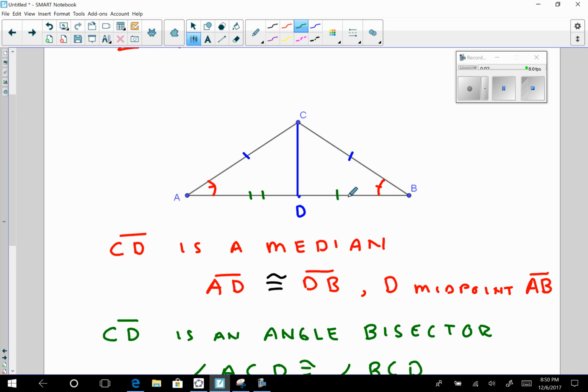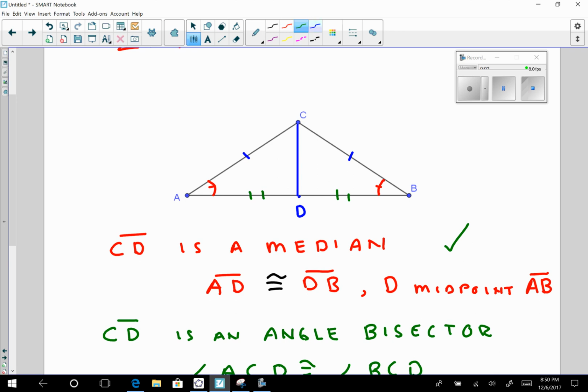And now I can label these congruent segments. I have that AD is congruent to DB, D is a midpoint. That's given from the fact that CD is a median. What else is CD? Well, from some prior discussions, CD is also an angle bisector.